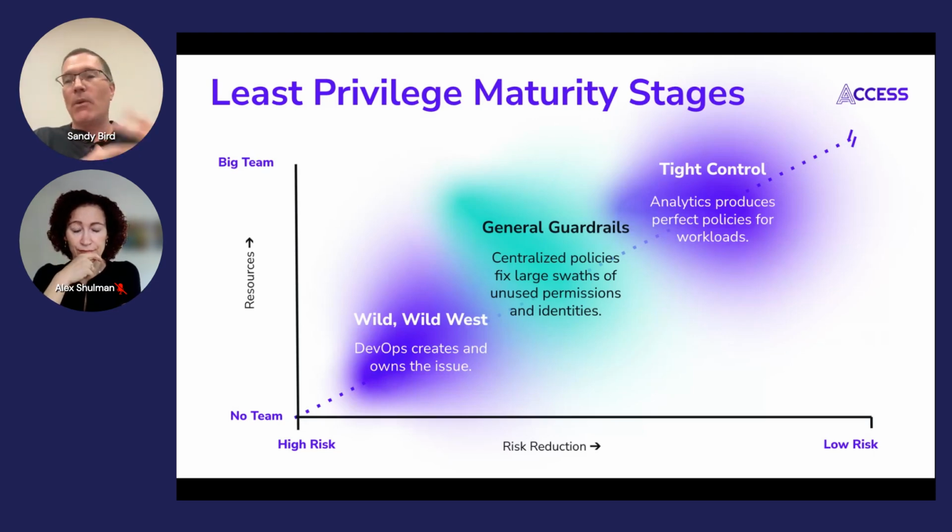You end up at that point where you have 50% of identities unused, and 92% of identities that have sensitive permissions that never use them. You have to get that wild west under control, but nobody ever gets to the tight, super low risk thing unless you really have a whole team of people doing it. People just don't have that, right? And so you needed this centralized part in the middle, the good enough state of security. So, Alex, you've done some work with a lot of customers.